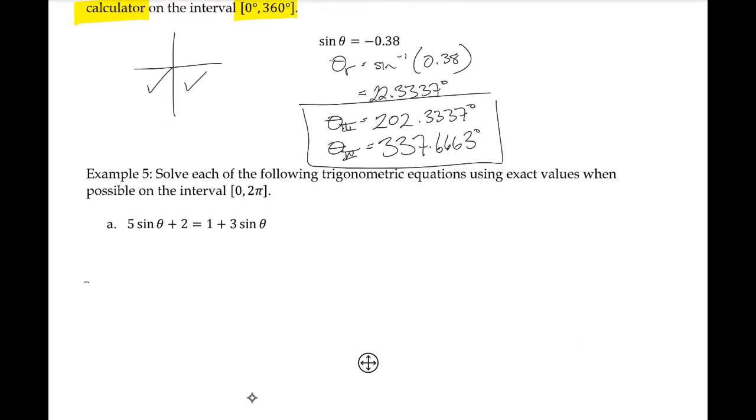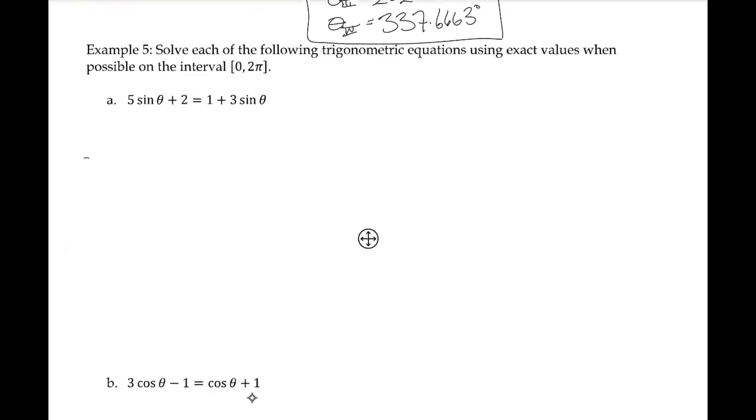Okay, so up to this point, we have strictly worked with single trig functions in an equation. In example 5, we're still seeing the same wording. We're solving trigonometric equations. We are using exact values, and we're back in radians. So we don't need to use our calculator. We don't need to worry about switching in radians, but we need to mentally switch into radians. Here, it's a matter of, you can treat it as a variable.